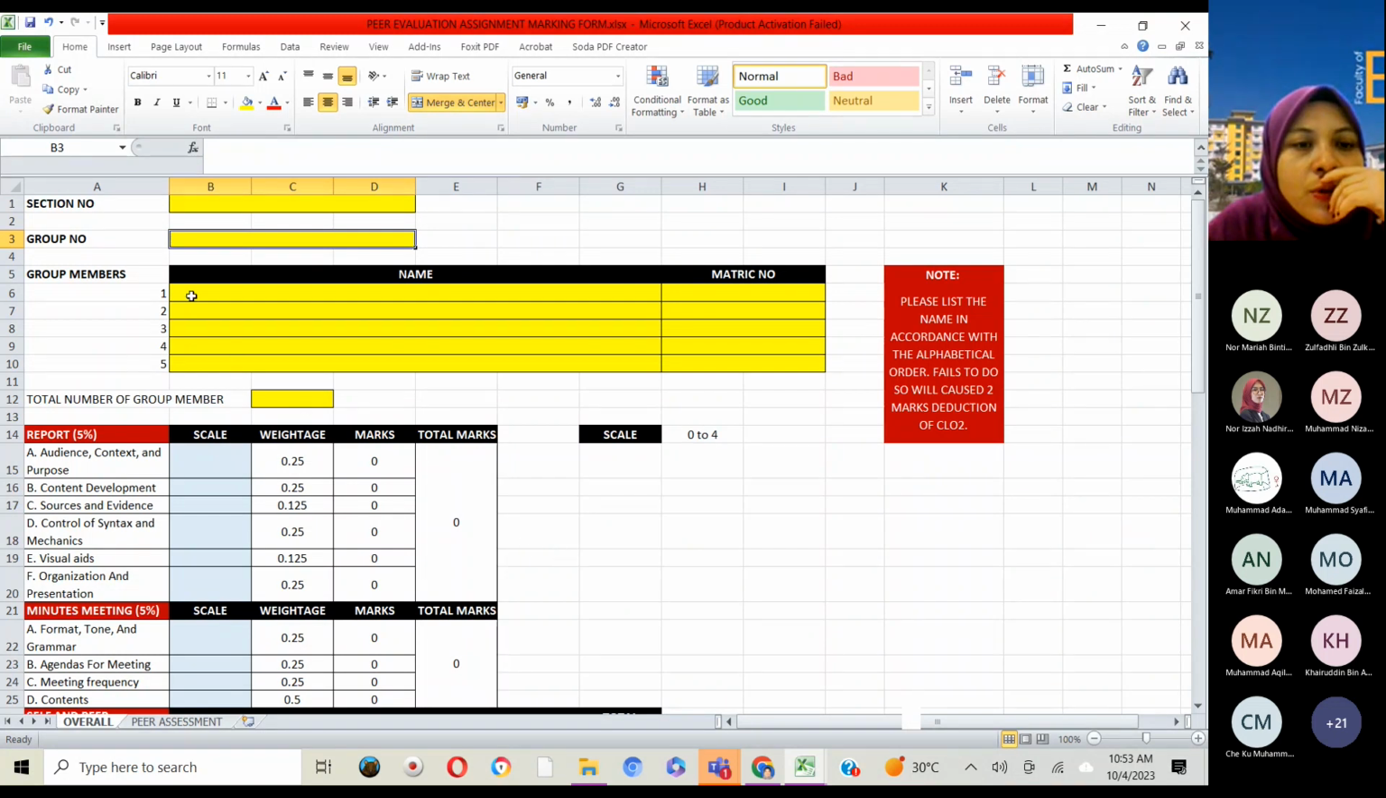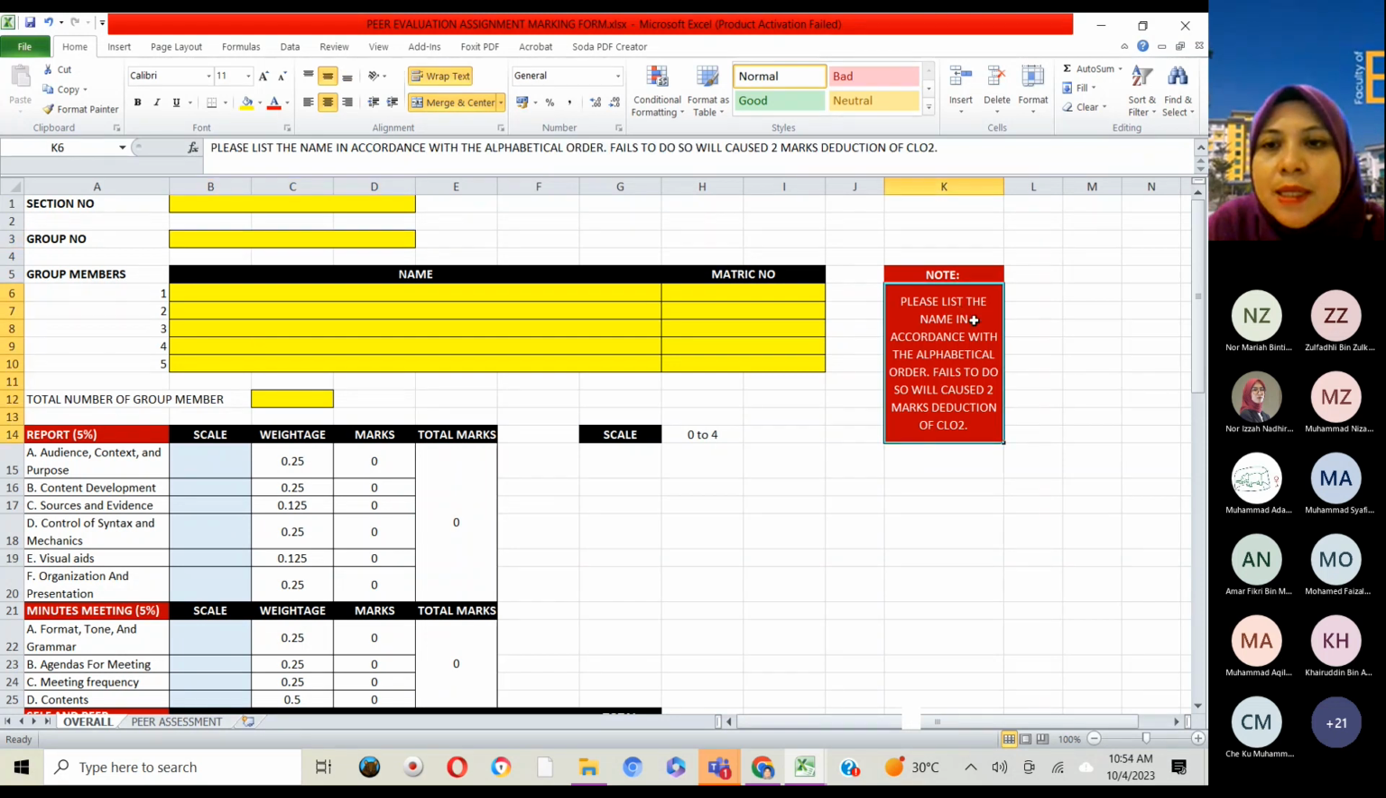And then you have to write your group members. And make sure your name is there. Remember, your name must be there. Otherwise you will not get marks. A loss. So please list, you see this in red, please list the names in accordance with the alphabetical order. Failure to do so will cause 2 marks deduction of CLO2.